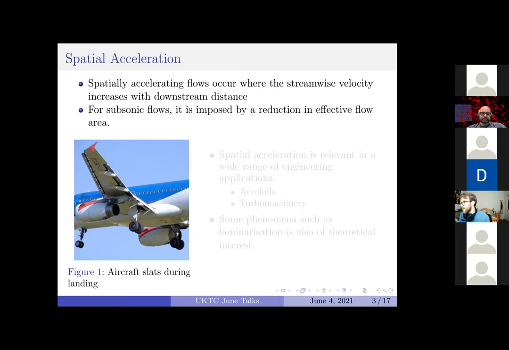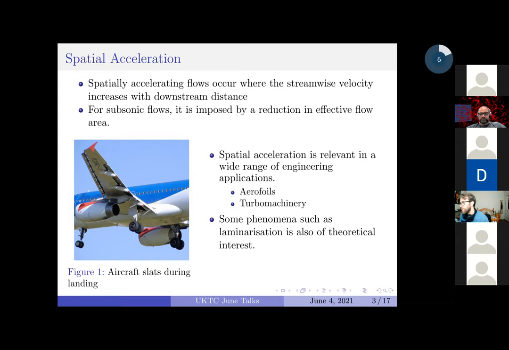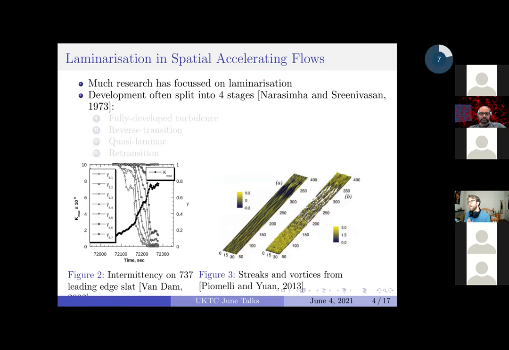Spatial acceleration is relevant in a range of engineering applications. For example, in an aircraft, the control surfaces and the wings at various stages in flight will experience varying degrees of spatial acceleration. But beyond that, it's also of theoretical interest because you have some phenomena such as laminarization that occurs when a flow is accelerated severely. I will briefly discuss a bit more about laminarization in spatially accelerating flows. This is where much of the research has focused when it comes to these flows.